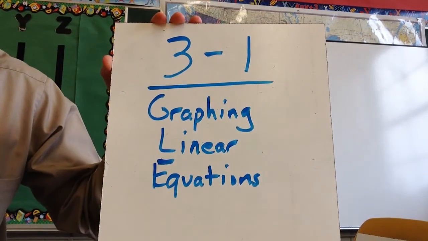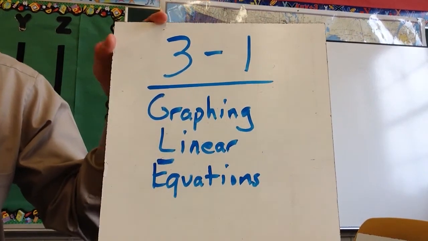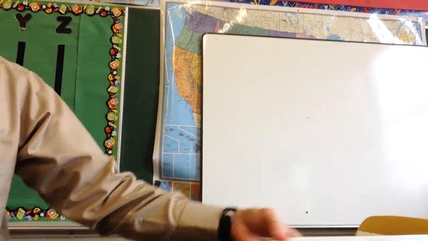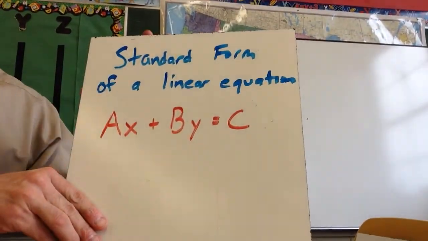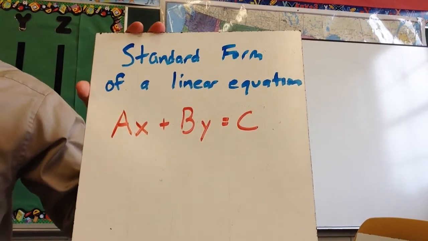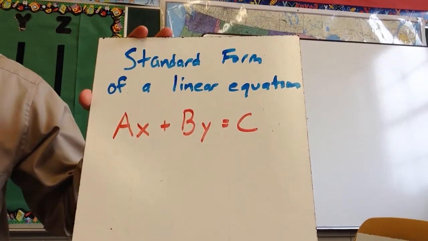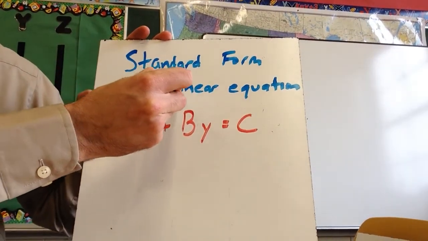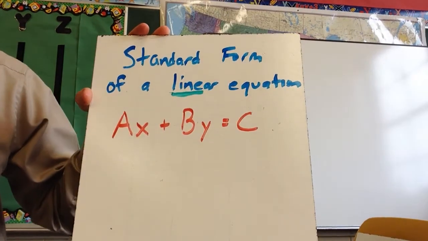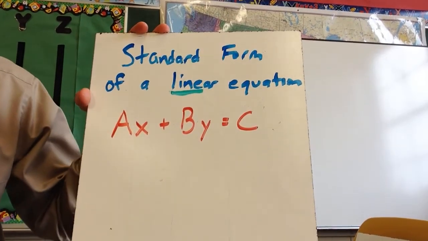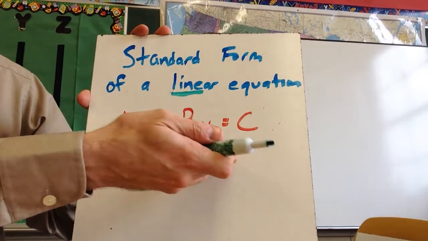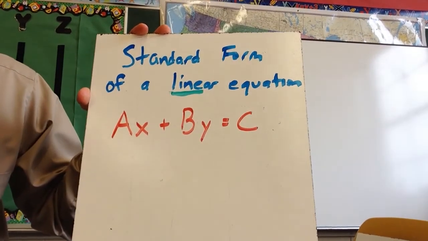Today we're going to discuss chapter 3.1, graphing linear equations. So we want to start with looking at the standard form of a linear equation. Keep in mind what you know about the word linear, right? Particularly the first four letters of that word, because it's an equation of a line. So any equation that can be written in this form forms a line.